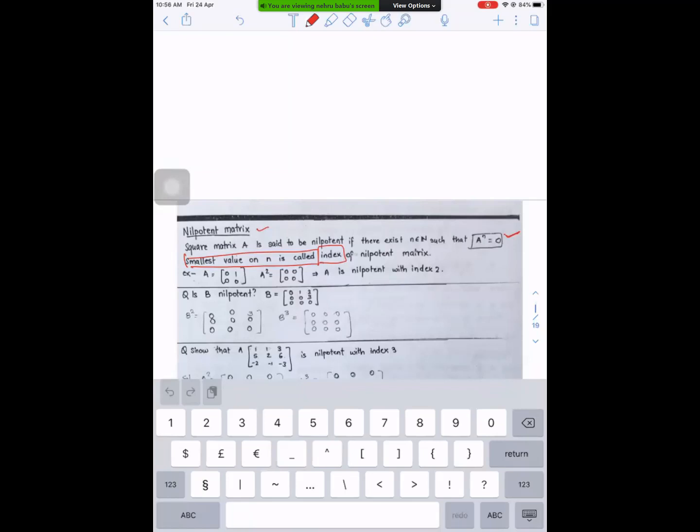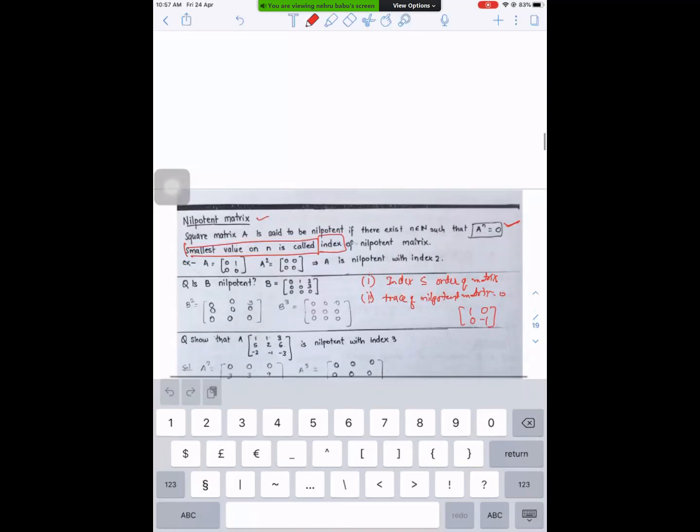Here what you have to remember in this nilpotent matrix is this index is always less than or equal to order of matrix. Remember all these results. One more result is trace of nilpotent matrix is 0 every time. Converse is not true. Why converse is not true is if you take 1, 0, 0, minus 1, trace is 0, but it is not nilpotent.